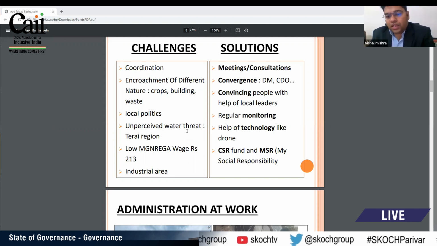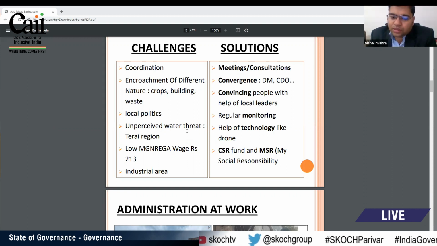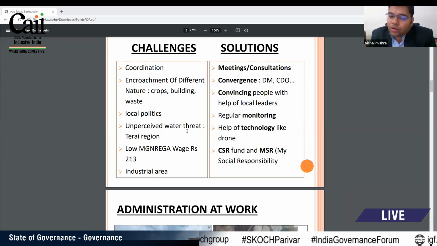So we have taken help from CSR, that is corporate social responsibility funds shared by the industries in Udham Singh Nagar. At the same time, many times a few small industries or other social organizations also adopted ponds under their social responsibility, which started 2 years back.